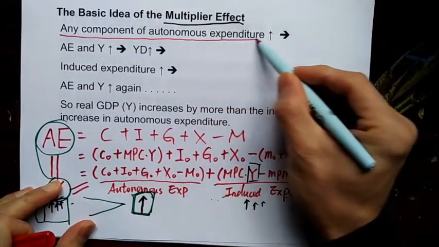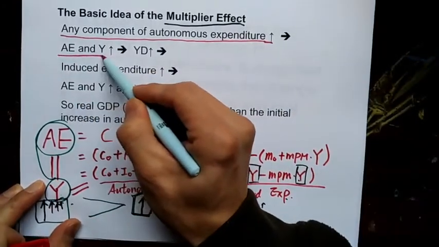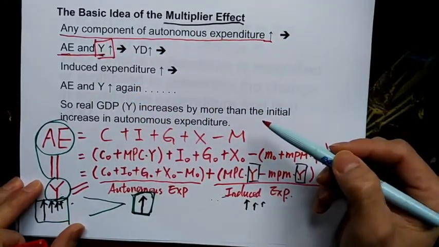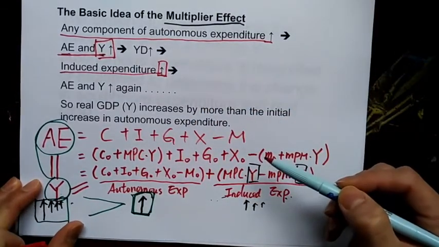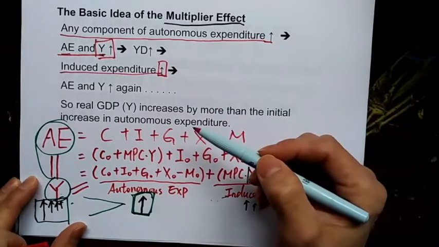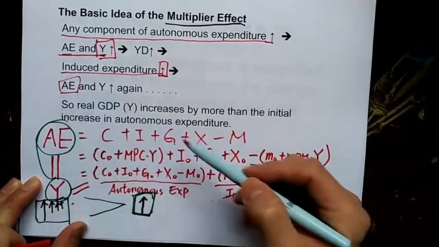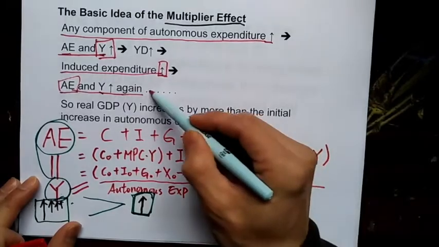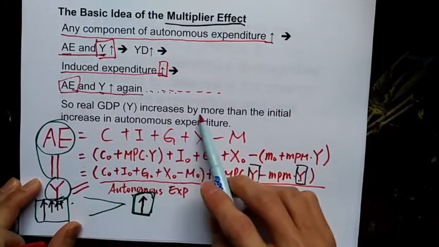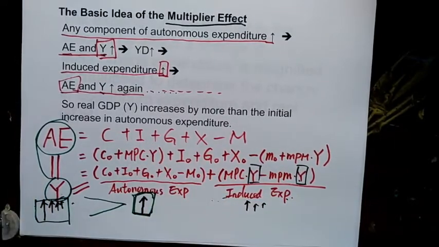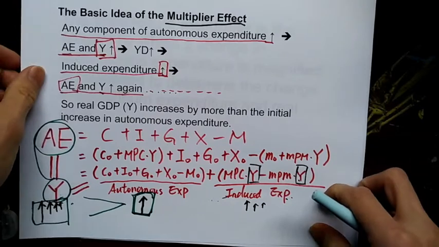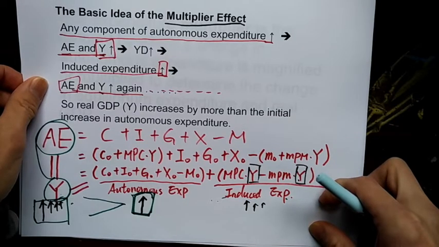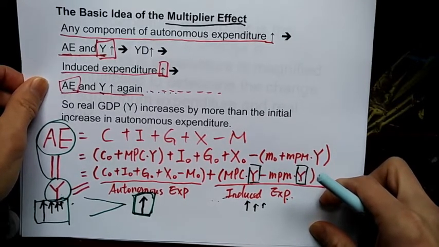When any component of the autonomous expenditure increases, equilibrium aggregate expenditure increases, income increases. But when income increases, induced expenditure increases. When induced expenditure increases, because induced expenditure is part of the aggregate expenditure, therefore aggregate expenditure and income increase again. So it keeps going and going and going. Income increases by more than the initial increase in autonomous expenditure. This is called the multiplier effect. So the equilibrium expenditure increases much more than the initial increase in autonomous expenditure.